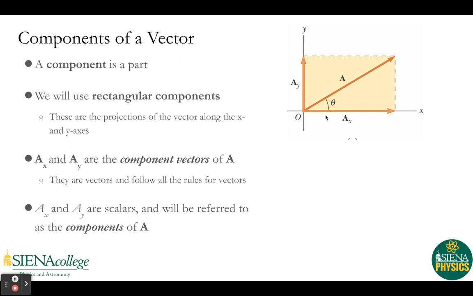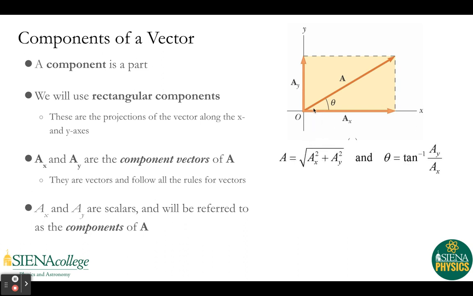So we call Ax and Ay the components of the vector. For the notation here in the slides, bold is indicating vectors, and then the italics here are just the scalars. So that would just be the length of this component vector Ax, or the length of Ay. And those are scalar quantities.